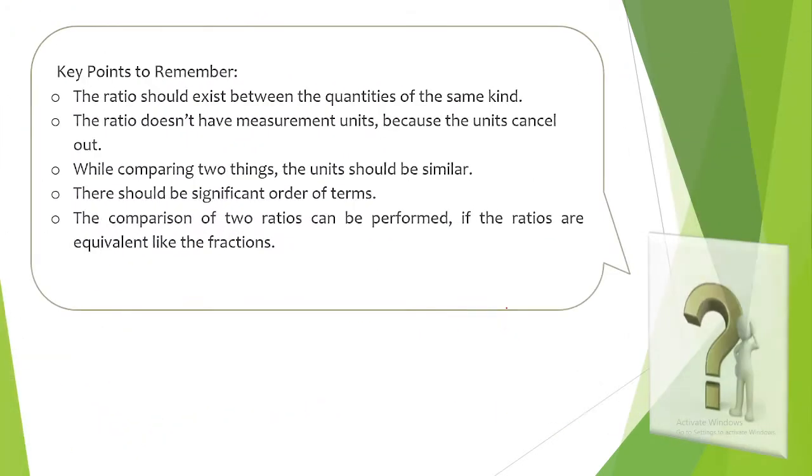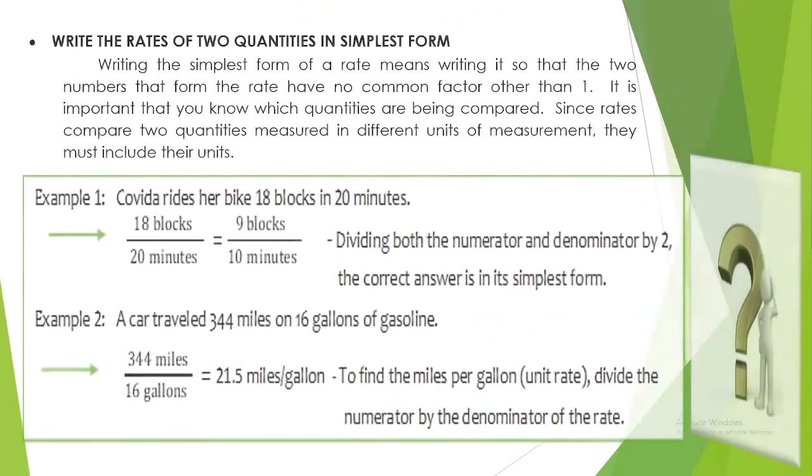Now, let's skip that and go over here. Write the rates of two quantities in simplest form. You're given 18 blocks in 20 minutes. Dividing both numbers by 2, you will get 9 blocks over 10 minutes. The same thing as this.